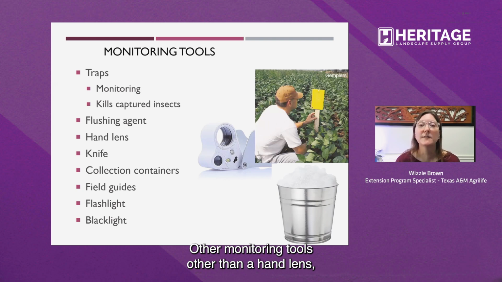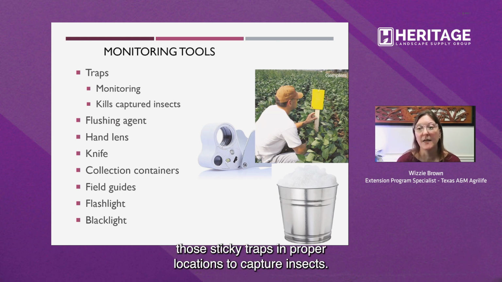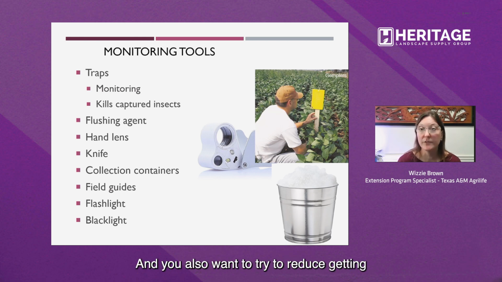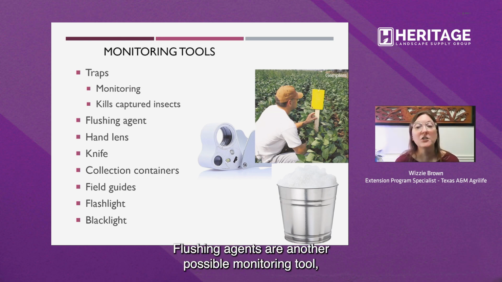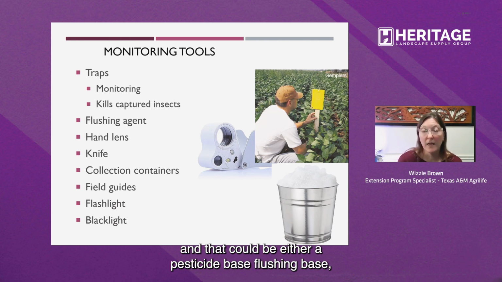Other monitoring tools other than a hand lens, you can get sticky traps, and there are sticky traps that come in various colors based upon what insects you are hoping to capture. And you want to make sure that you're placing those sticky traps in proper locations to capture insects. And you also want to try to reduce getting any non-target organisms on those sticky traps, such as birds and reptiles.